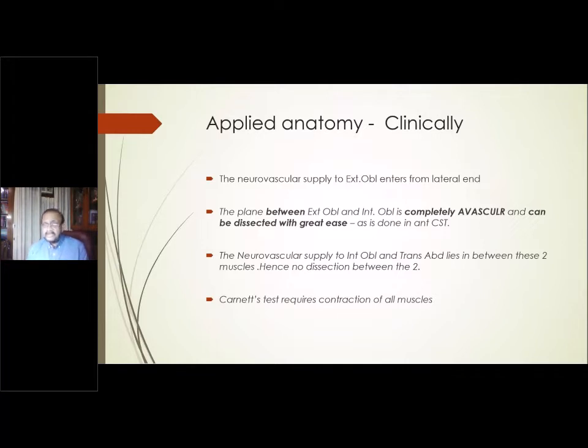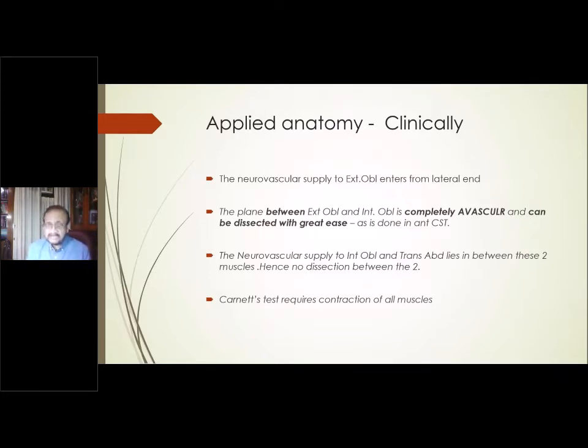Now, when the extended leg is there, it is tensing the tensor fasciae latae. And when you're tensing the tensor fasciae latae, you're going to pull the whole of the inguinal ligament down, right? So in the extended knee, the whole of the inguinal ligament is pulled down. When it pulls it down, it's going to pull the external oblique down. So that is why the muscles tense. That's the basis of the Carnett's test. So extended knee is very important, right?